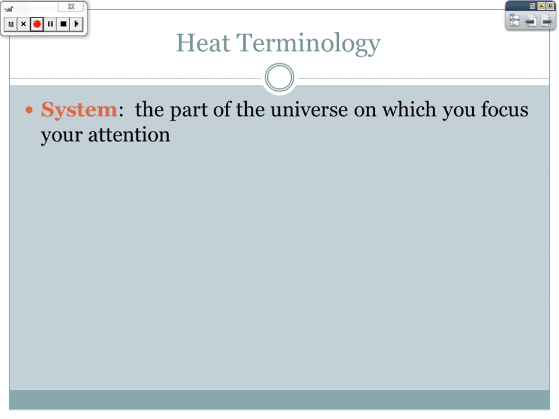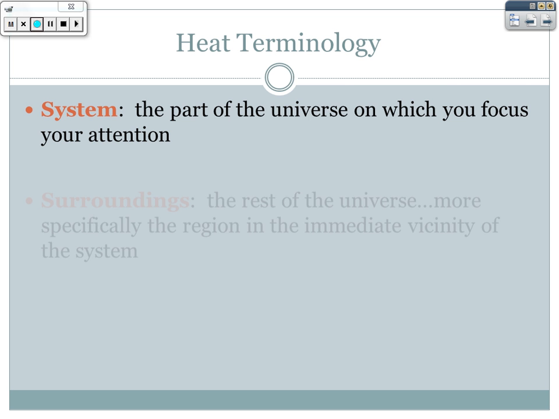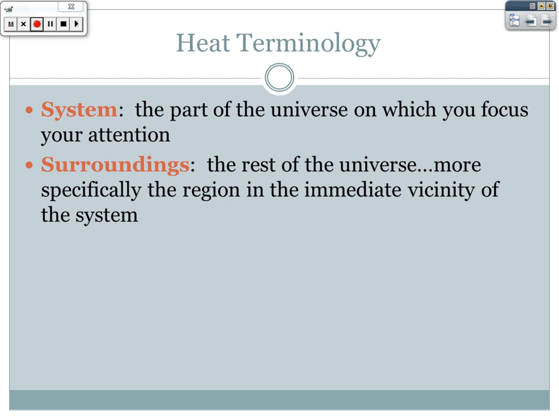So we've got some terminology that we need to talk about when we're talking about thermo. And the first one is the system. This is the part of the universe on which you're focusing your attention. So this is the actual reaction, the very specific nitty-gritties. The part of the universe that we're focusing on, our focal point, is called the system. We then have the surroundings, and this is the rest of the universe, or more specifically, the region in the immediate vicinity of the system. So if you have system and surroundings together, you have an entire universe. The system is the very specific part that you're focusing on, and the surroundings is everything else.